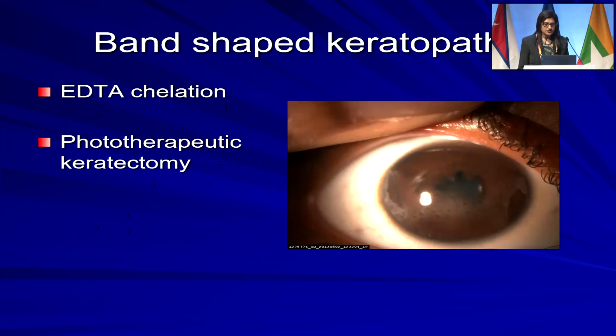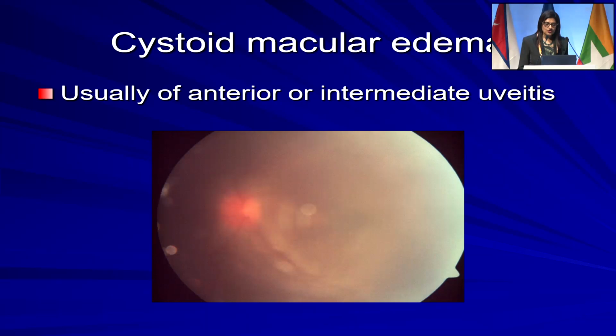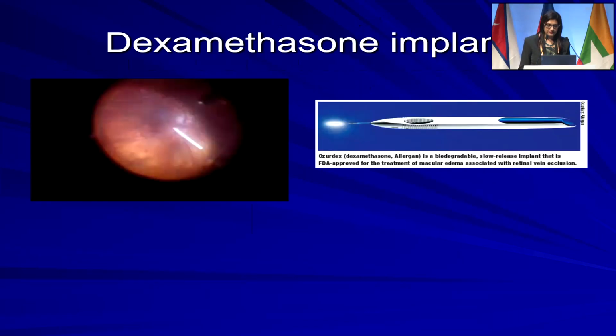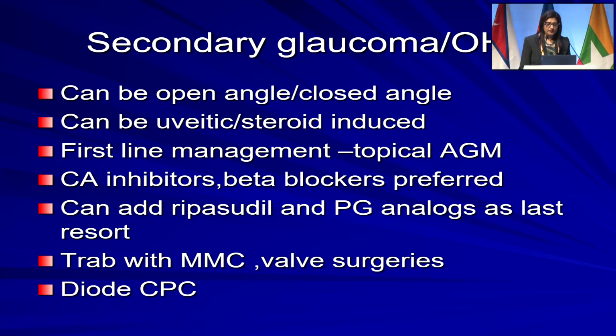BSK is much easier to treat. EDTA chelation or phototherapeutic keratectomy can be done, but it keeps coming back if your inflammation is not controlled. Cystoid macular edema, like in adult patients, we treat with either posterior subtenon steroid or a dexamethasone implant if it is not going away with just control of the inflammation. Secondary glaucoma, we have a long talk on glaucoma following in the next session, so I will not go into that, but you can treat with topicals. If it is refractory to topicals, you can take up for mitomycin C trabeculectomy, or mostly they require valve surgeries.